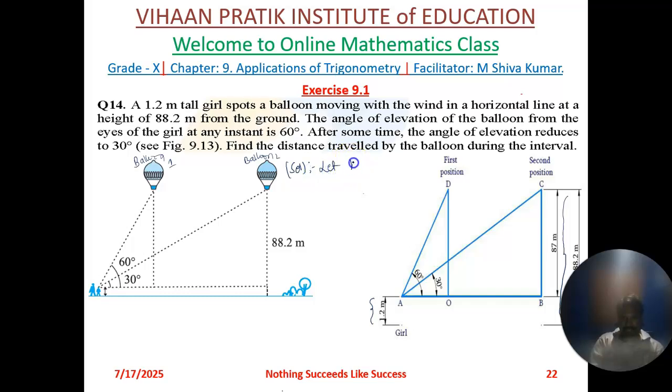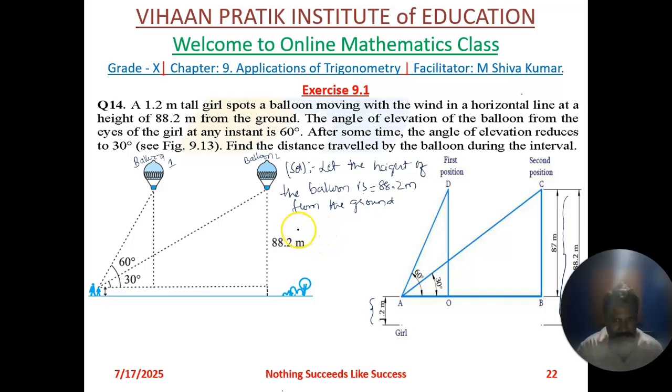Let the height of the balloon be 88.2 meters from the ground. But the girl's height is 1.2 meters. To look at the angle from the eyes of the girl, we have to subtract her height from the total height.